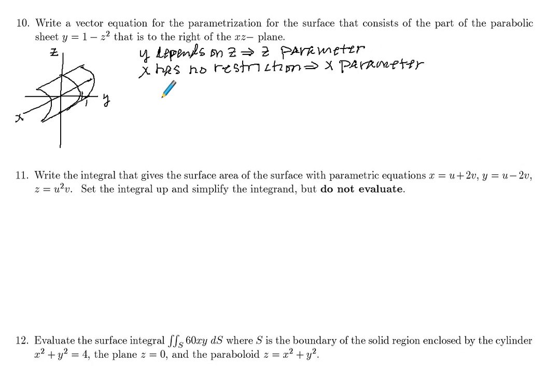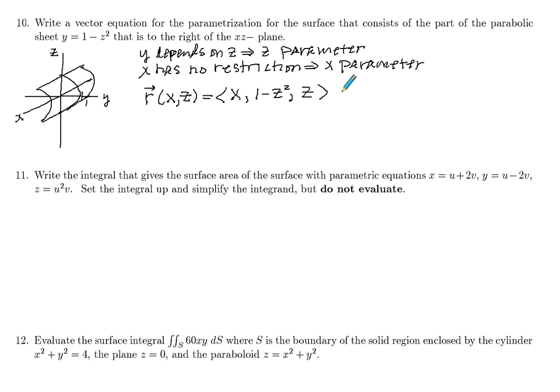So if we write this as an ordered triple, our parametric equation r is going to depend on x and z. The x component is just going to be x. We can vary in the x direction, no restriction on x, so that's one of our parameters. And the y component, y is 1 minus z squared. And then the z component is z, that's our other parameter.